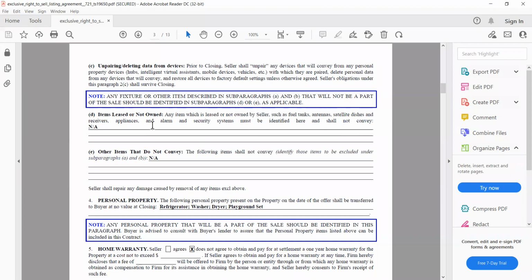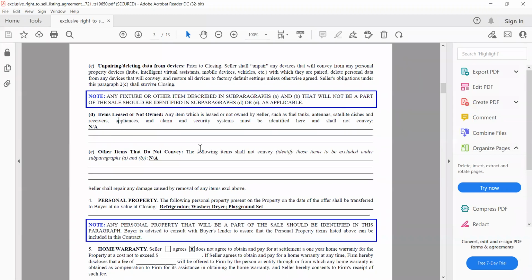So for example, if I've got a satellite dish, and there's still some out there, that's not owned by me, but it's owned by the company, I need to let that prospective buyer know that that object sitting on the roof does not belong to the seller, it belongs to the vendor. So when they take possession of the house, they're going to have to deal with the vendor, whether they pay them off or continue the service or have the vendor come and remove it.